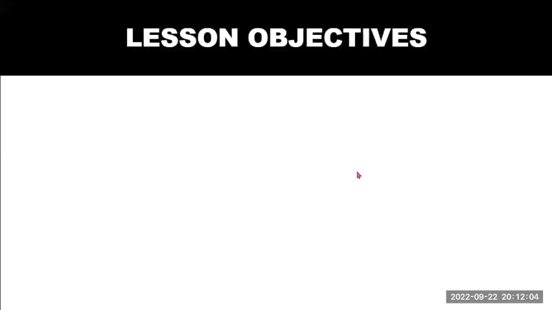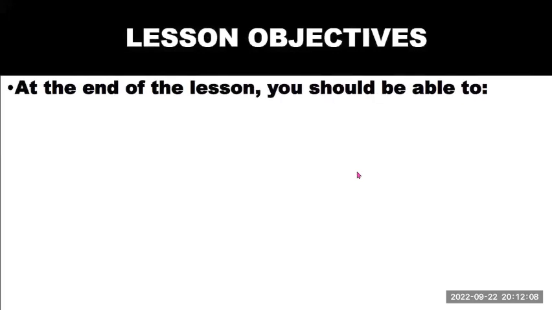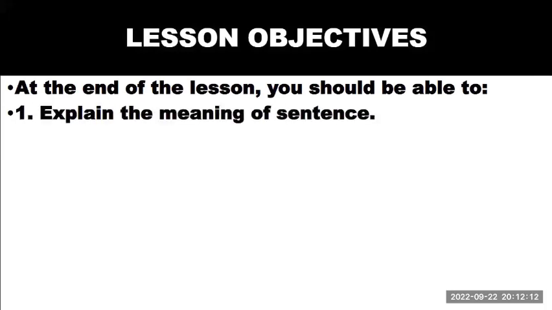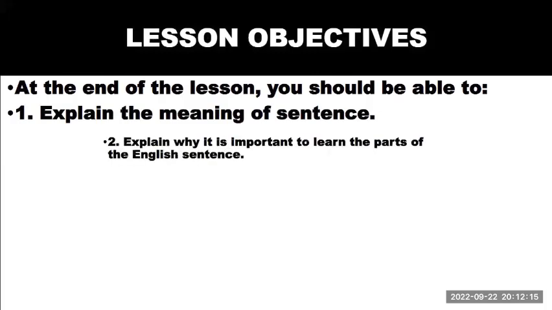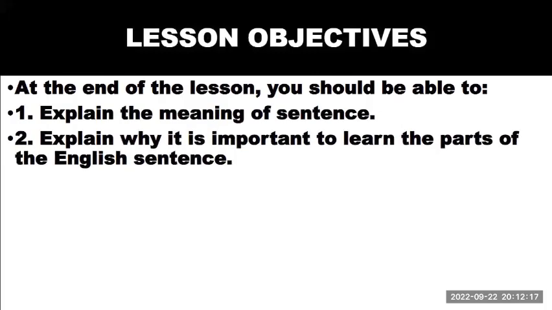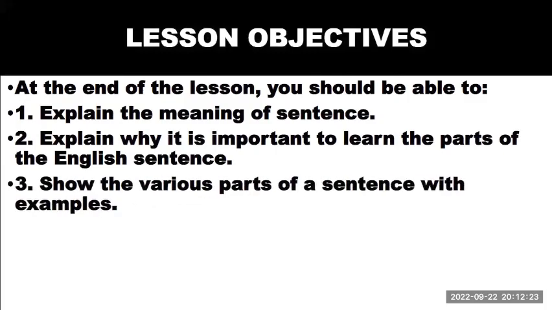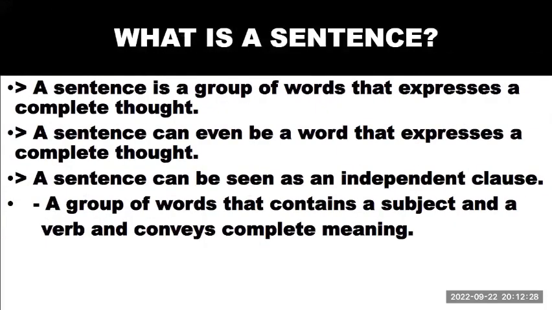We want to start by looking at the lesson objectives. At the end of the lesson, you should be able to: 1, explain the meaning of sentence; 2, explain why it is important to learn the parts of the English sentence; 3, show the various parts of a sentence with examples. Now, what is a sentence?